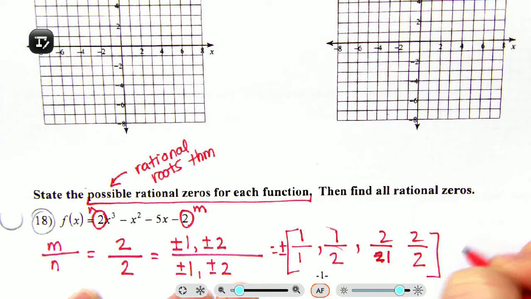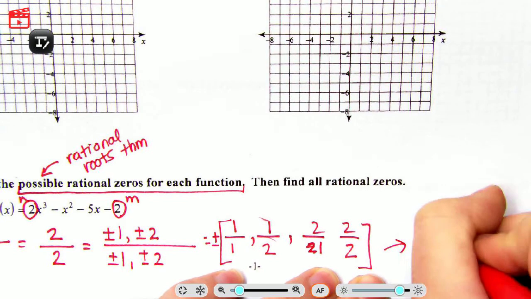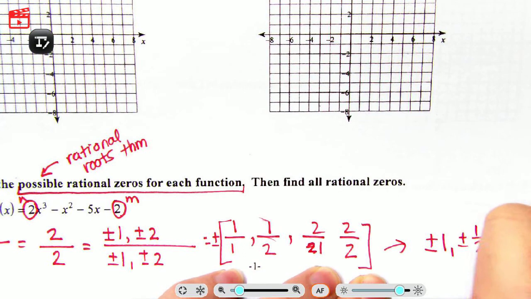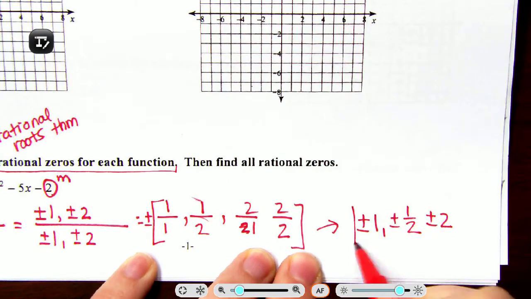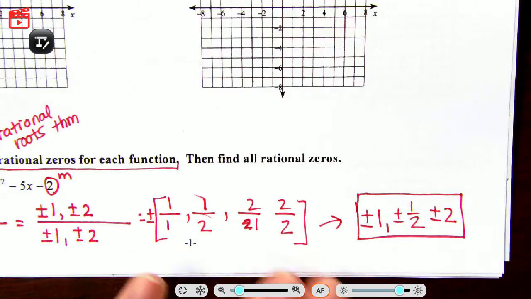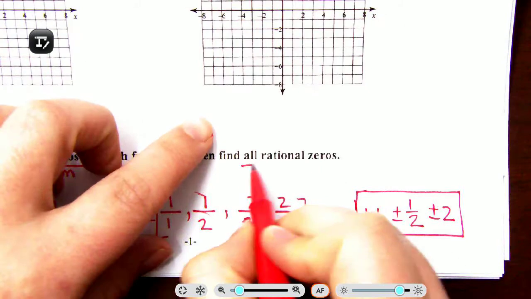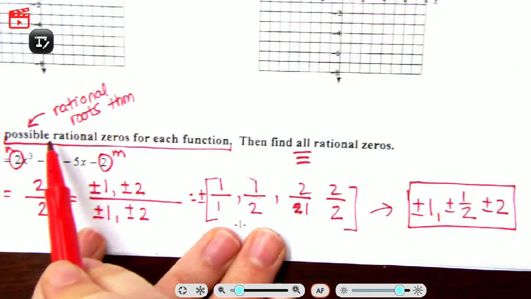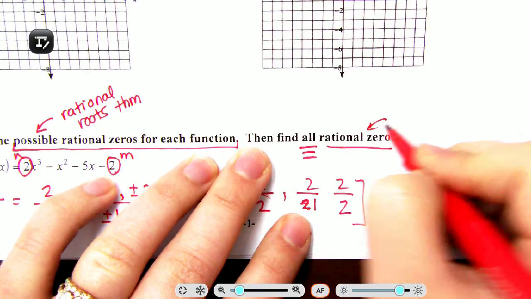Simplify that. So 1 divided by 1 is 1, so I have plus or minus 1, plus or minus 1/2, plus or minus 2, and 2 divided by 2 is 1, and I already have 1, so that's it. So these are all of the possible ones. Then it's saying find all of the rational roots. So different. Possible means rational root theorem. If it says all, then you actually need to find the zeros, find the roots.